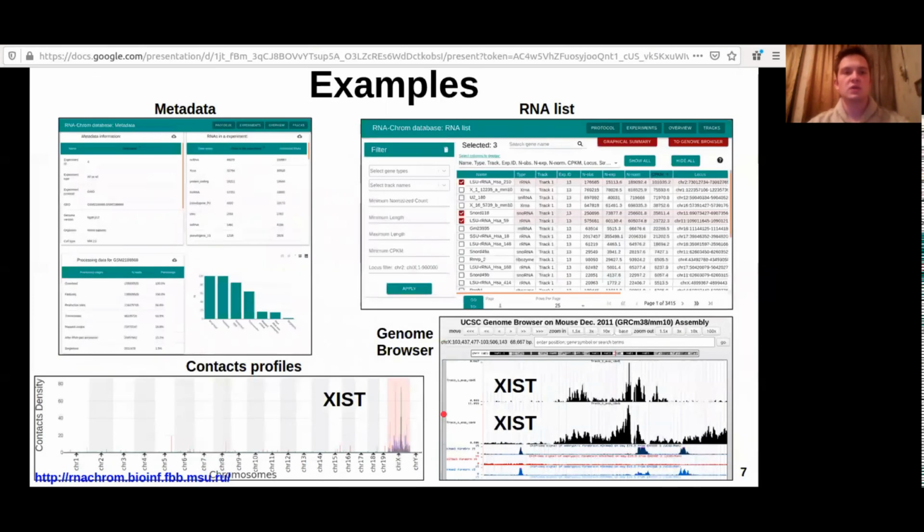This slide shows some examples. Full experiment metadata, list of RNAs that interact with chromatin in this experiment. This table contains RNA loci, observed number of contacts, normalized contacts counts, and other important information that allows judging about the significance of the RNA. Contacts profiles of selected RNAs from different experiments. Xist RNA is presented here. Contacts profiles in the genome browser and histone modifications datasets.